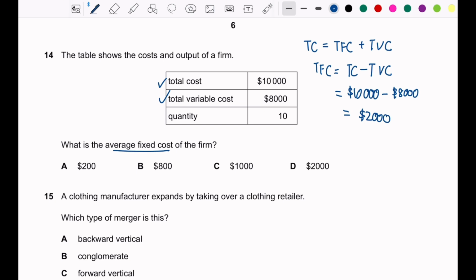But wait, don't get tricked, because they're looking for average fixed cost. So there's an extra step. If you're not careful enough, you may pick this, but this is wrong. So you need to use this 2,000 to divide by the quantity, which is 10, to find the average fixed cost, which is 200. The final answer is A for 14.